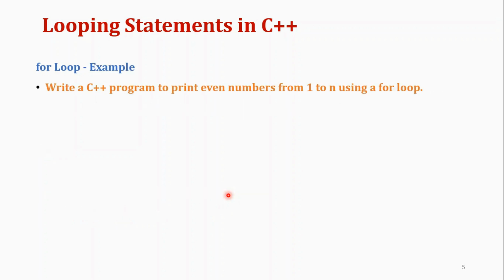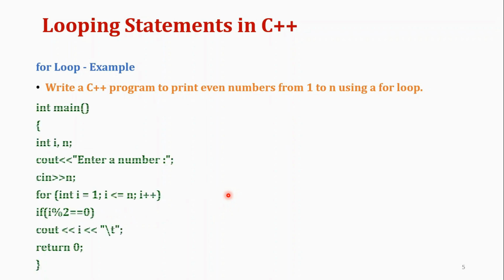We'll have an example to print even numbers from 1 to n using a for loop. Very simple code. I have two variables, one for incrementing the value, and n is going to be the upper limit. So from 1 to n, I have to print. That is my task. I have to read the n value from the terminal. So cout, enter the number. The user enters the number, and by using cin, I read the number from the terminal.